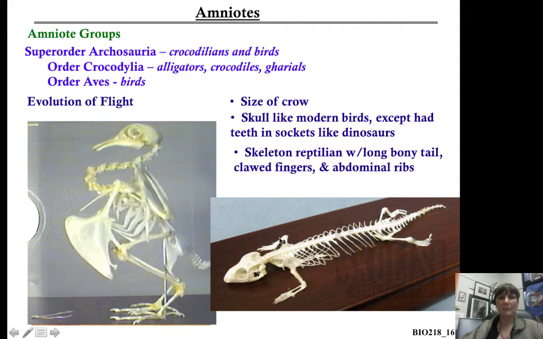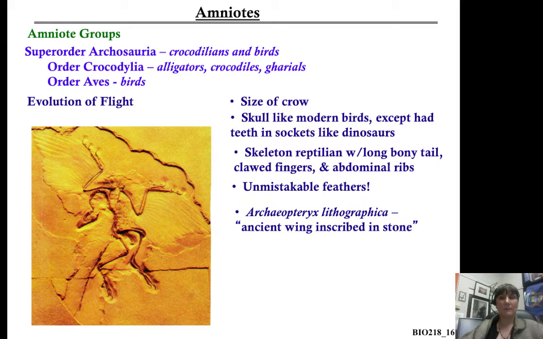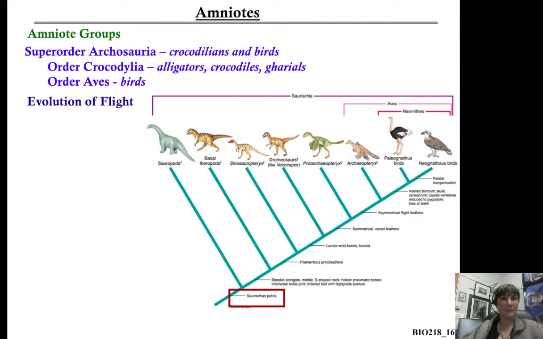So as an example, here's a classic lizard, and you can see that there are thoracic ribs and abdominal ribs that go all the way down, whereas birds only have these thoracic ribs up here. And Archaeopteryx had abdominal ribs as well. Okay, it clearly had unmistakable feathers, which I mentioned already. To explain the name, Archaeopteryx lithographica means ancient wing inscribed in stone. So a well-made Latin name.